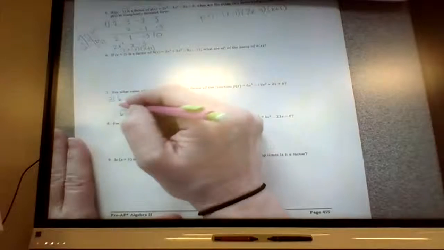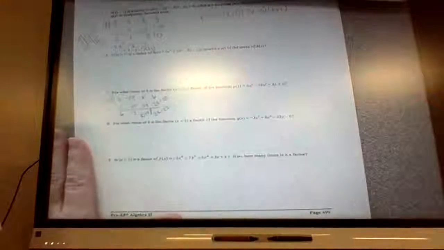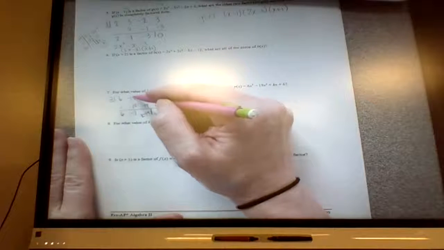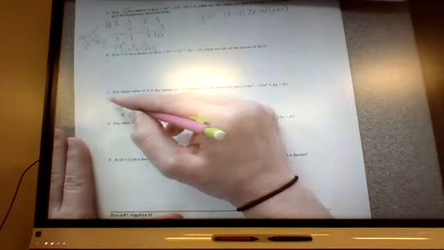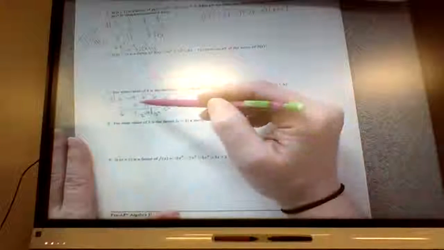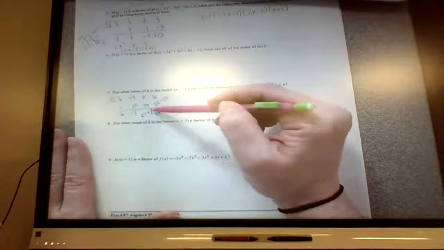Okay, so the 6 comes straight down, right? 2 times 6 is 12. Negative 19 plus 12 is negative 7. 2 times negative 7 is negative 14. And then right here, you come up with k minus 14 because you can't combine those.